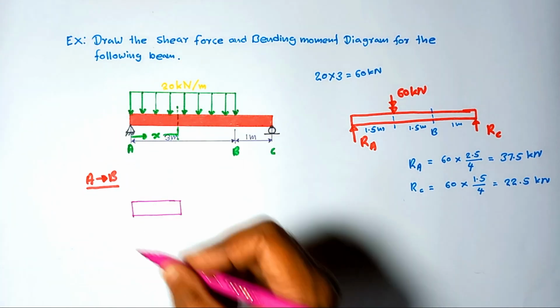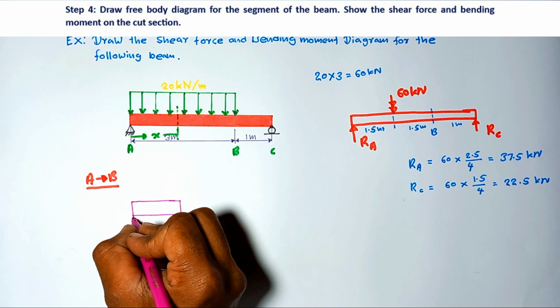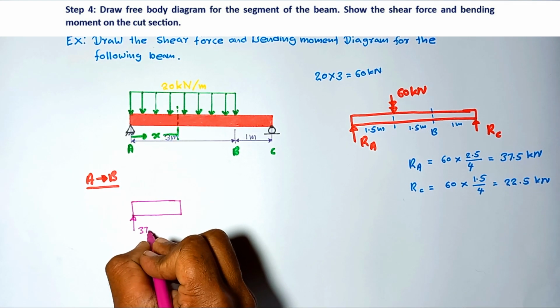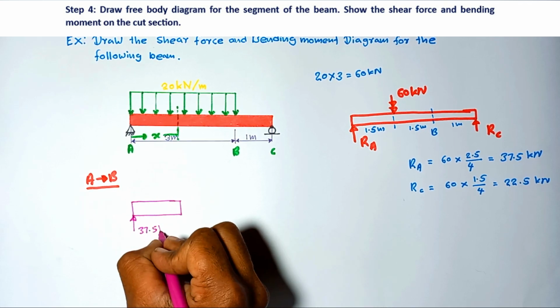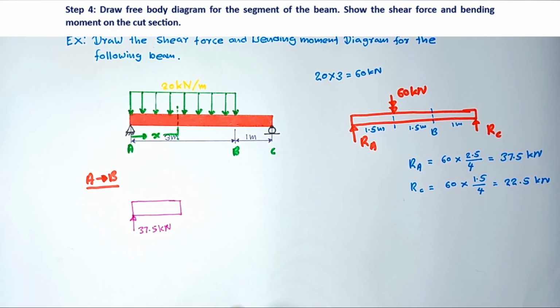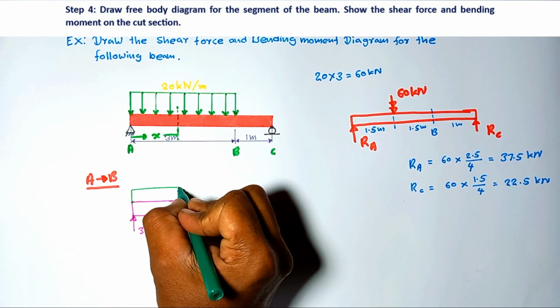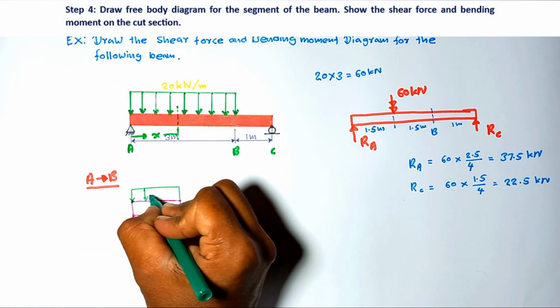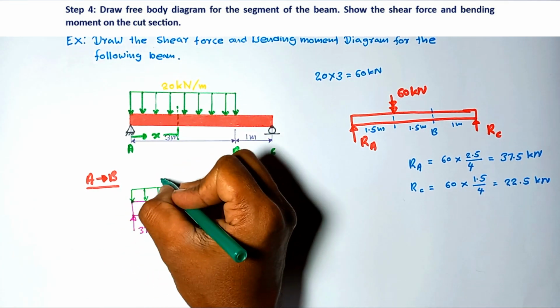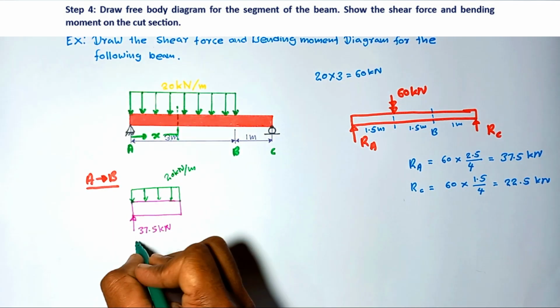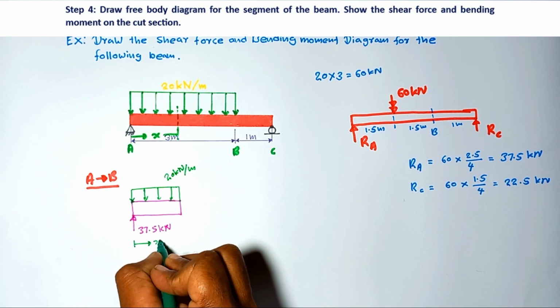Then we have to mark all the forces acting on it. So what are the forces acting on it? Here, 37.5 kilonewton is acting. Then the distributed load is acting. The distributed load in this segment has an intensity equal to 20 kilonewton per meter. The length of the segment is equal to x.